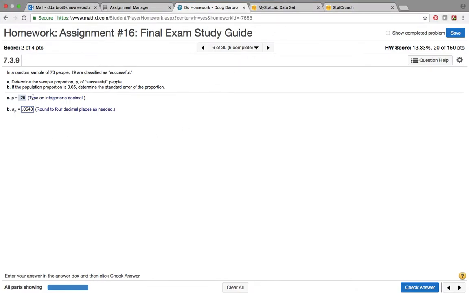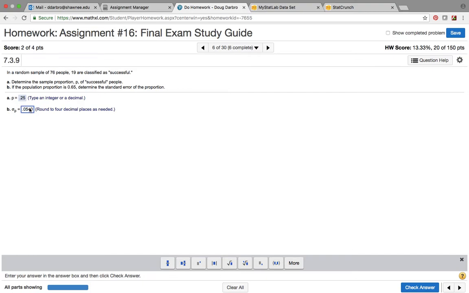All right, so I've already gone ahead and done a little bit of this. This is a random sample of 76. 19 are classified as successful. Determine the sample proportion of successful people. So all you'd have to do there is just take 19 and divide it by the 76, and you can see that you get 0.25.